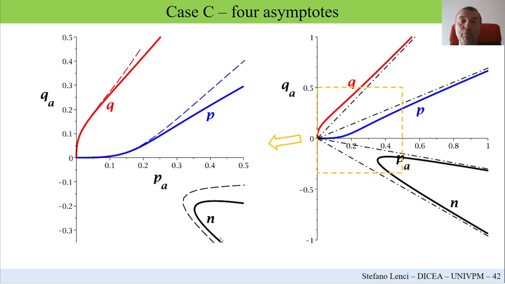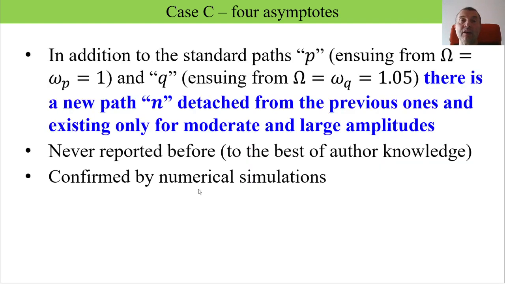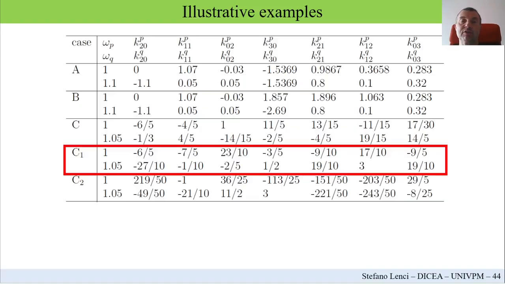You can see the new path also in the Q-P phase parameter plane, and again 4 asymptotes. Each of these branches goes to one of the 4 asymptotes, including the new path. This is exactly what I just told you before, that a new path detached from the previous one and existing only for moderate and large amplitude occurs, not reported before in the literature. And it has been confirmed by numerical simulations. So again, it really happened. It is confirmed by numerical simulations.